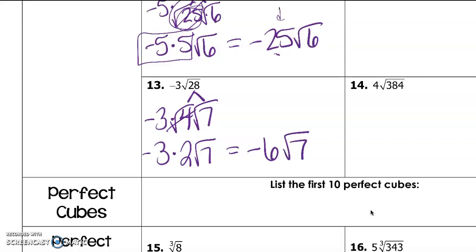So again, you need to look at the right-hand side of that little paper at the perfect squares and figure out which one of those, and you want the biggest one, goes into the radicand, the number underneath the square root. Then you break it apart, take out the perfect square, and then multiply if you have to, like these last few.